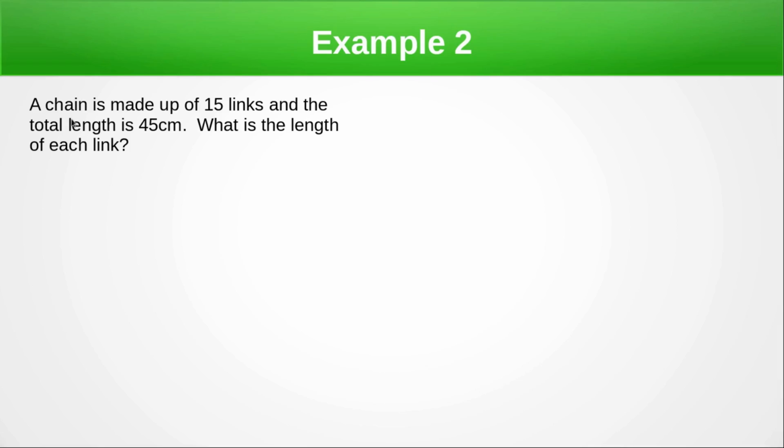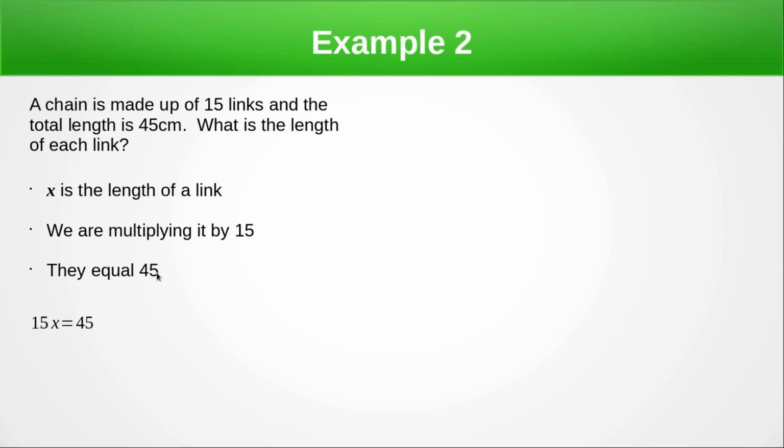This time we've got a chain made up of 15 links and the total length is 45 centimetres. What is the length of each link? So we want to know what the link is. We don't know what it is, so let's call that x. So x is the length of the link. We've got 15 links, so we've got 15 lots of x, so we need 15x because we're multiplying by 15. And the length is, and remember "is" means equals, 45. So that gives us the equation 15x equals 45. So we divide by 15, and we get the answer 3.